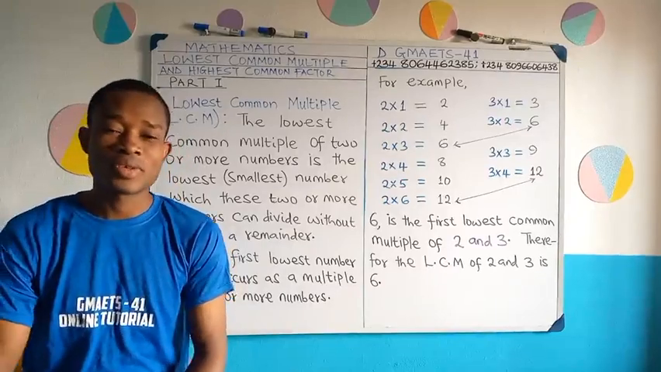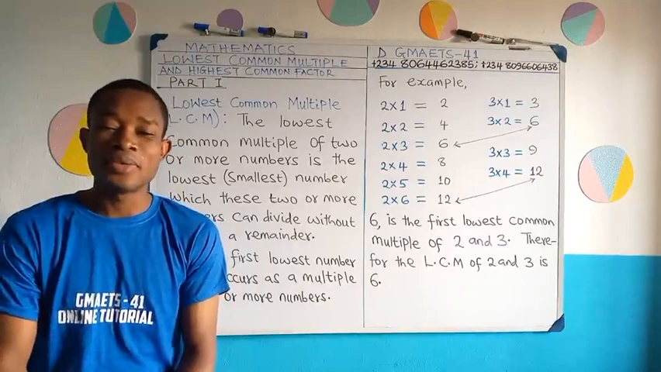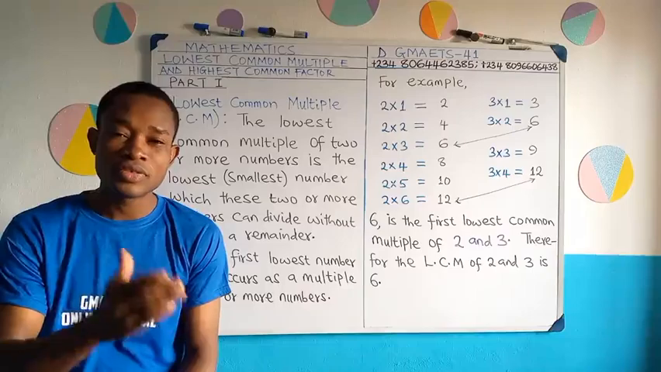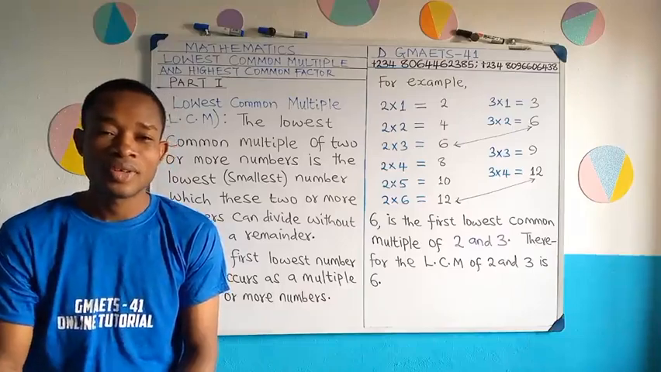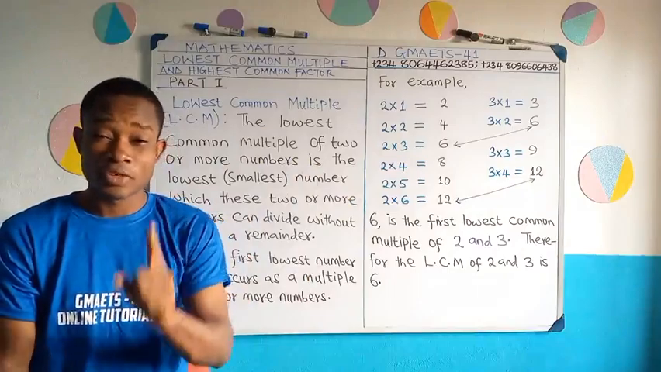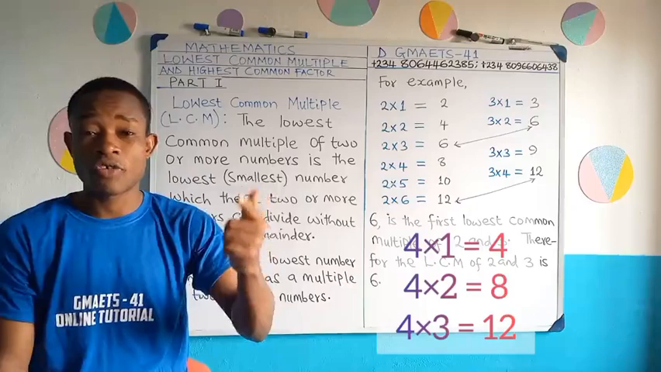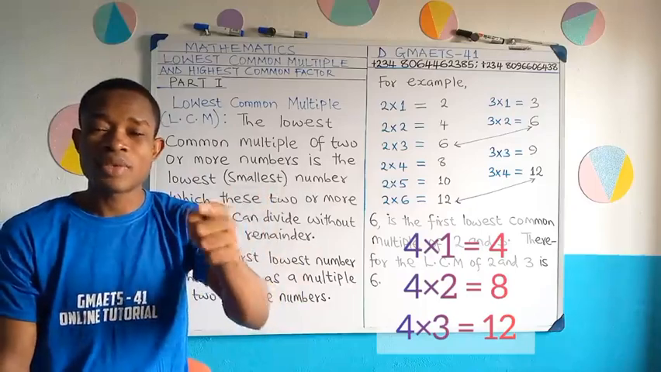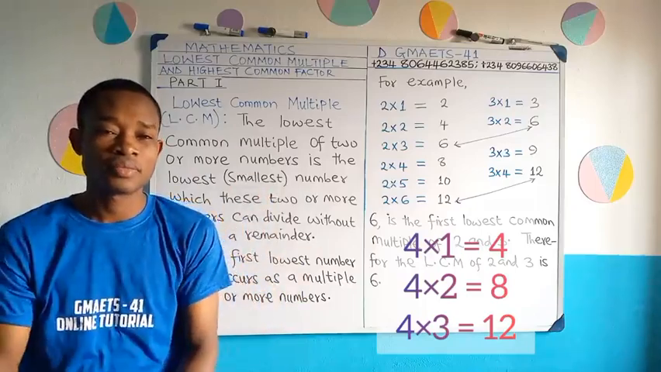Let me ask you this question. What if I ask you the LCM of 2, 3, and 4? It means you have to also think about 4 times table. If you go to 4 times table and do 4 times 1, you get 4. 4 times 2, you get 8. 4 times 3 will give you 12.